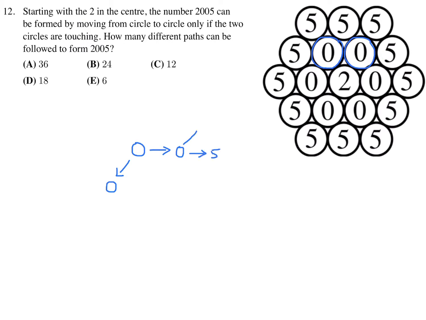A 5, and a 5, like that. All right. Now, let's say I went here. From that 0, which I have drawn here, how can I get to a 5? I can either go this 5, that 5, or that 5. So that's this 5, that 5, or that 5. Okay? And that's it. Those are the total paths for just this particular 0 right there.